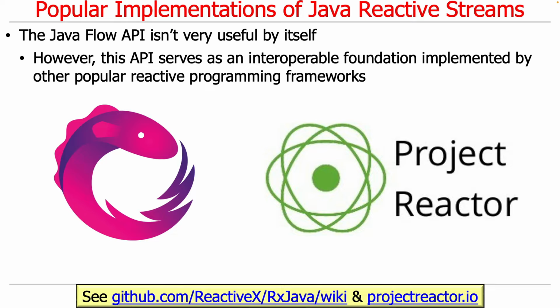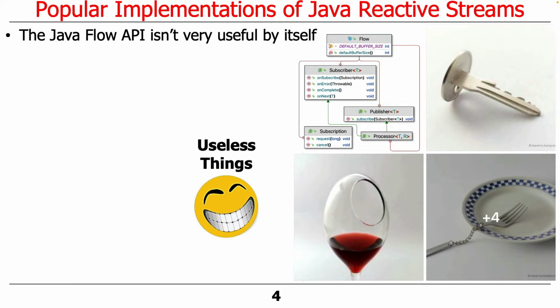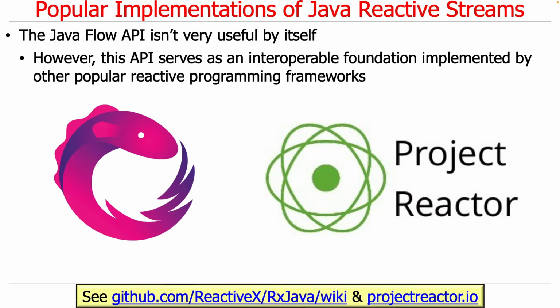Therefore, rather than expecting people to program with the Flow API directly, there are reactive programming frameworks like RxJava and Project Reactor, which add all kinds of additional bells and whistles to that core foundational framework. So the framework is useful in the sense it provides a foundation, but you would never willingly program to it directly. It's too much extra work.